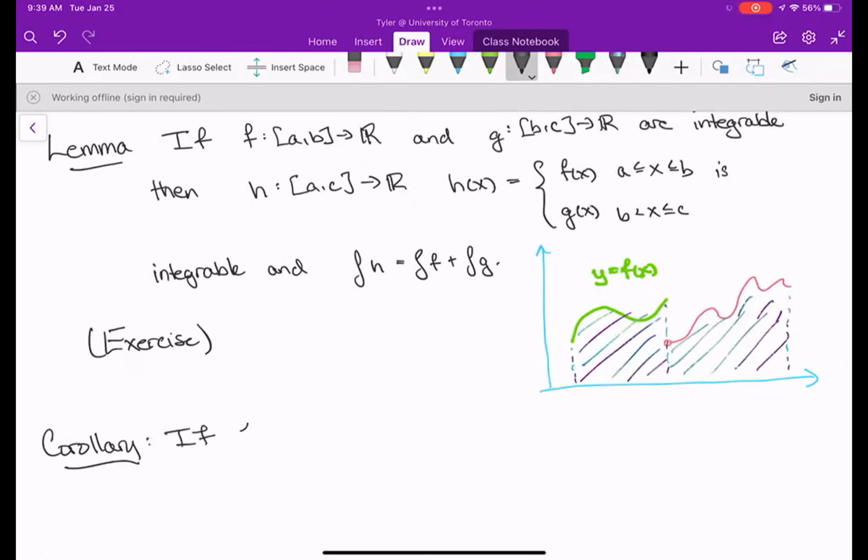So if f, no, let's be precise. If f from [a, b] to R is a finite union, union is kind of a weird word for functions, but is a finite union of monotone functions, or we could say is a piecewise function of monotone functions. Maybe that one makes more sense. Is a piecewise monotone function. Then it's integrable.